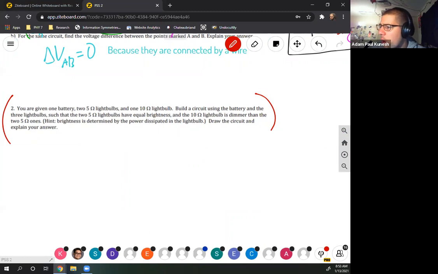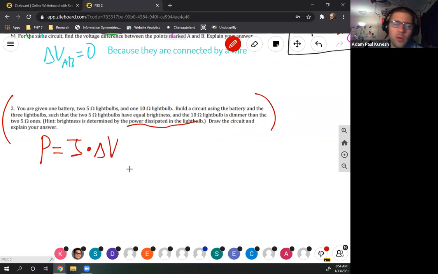So they give me a hint about power. So let's include an equation for power. Power is current through a circuit element times change in voltage across that element.